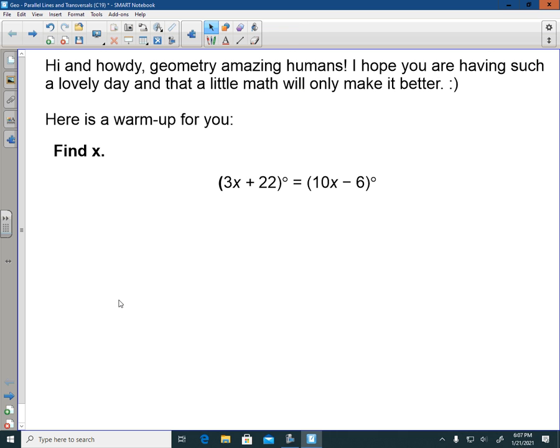Here's a warm-up for you, and it's going to be a little practice in algebra and also a little side note that hopefully will clear up some misconceptions. So do the best you can on this, and then come on back and we'll work it out together.